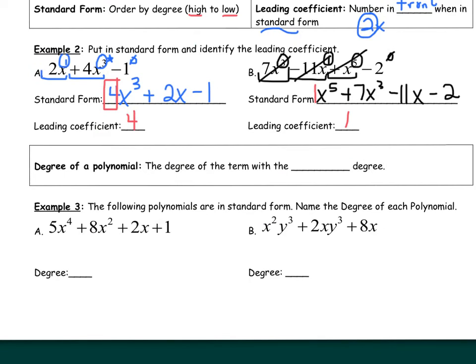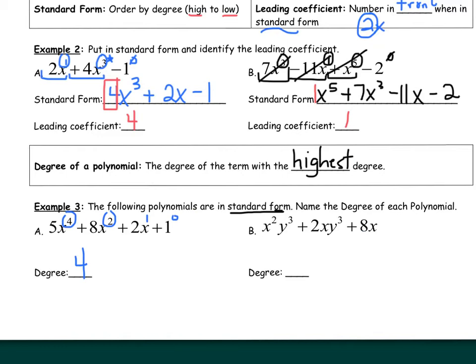The degree of the entire polynomial, once you've reordered the terms and they're in standard form, is whichever term has the highest degree. So in example 3, I already listed these in standard form for you, so it's going to be pretty easy because the highest degree is going to be the first one. So it looks like this is degree 4, because 4 is the highest exponent, and then the 2, and then the 1, and then the 0. They're all smaller.